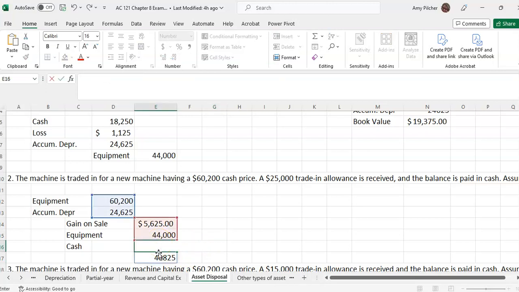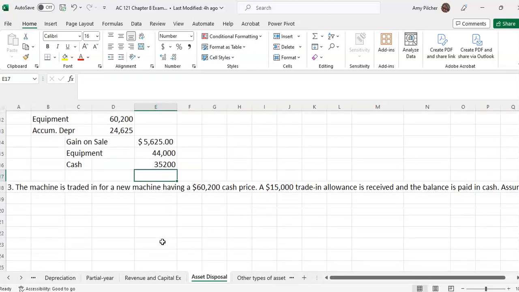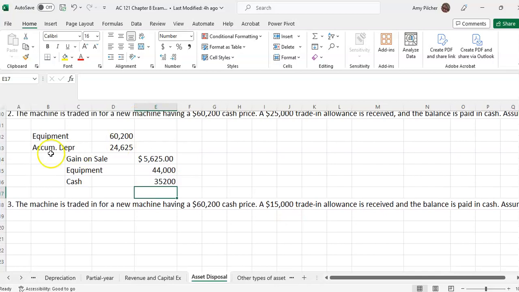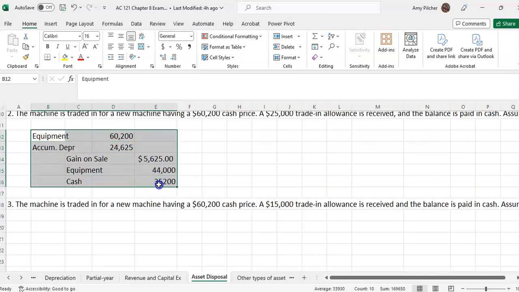I'm not exactly sure what happened in that equation, but the difference is $35,200. Okay. So now we traded in and we had a $15,000 allowance. So really the only difference here is that now we have a loss instead of a gain.